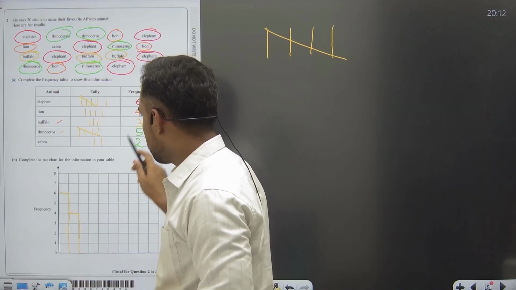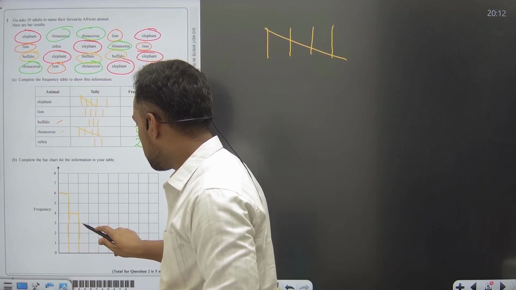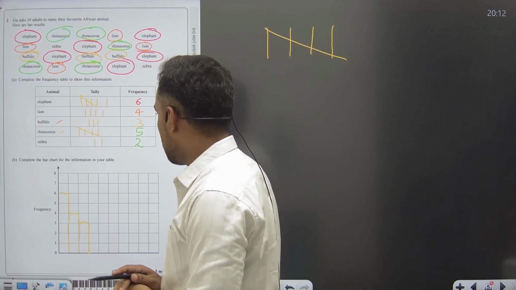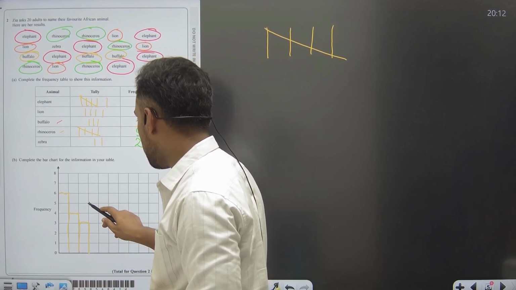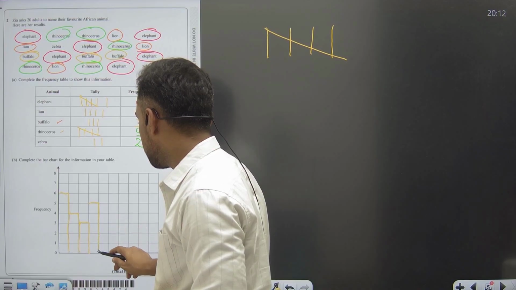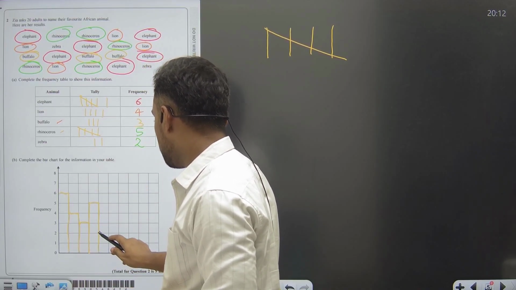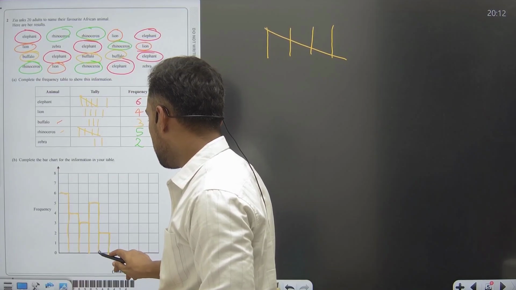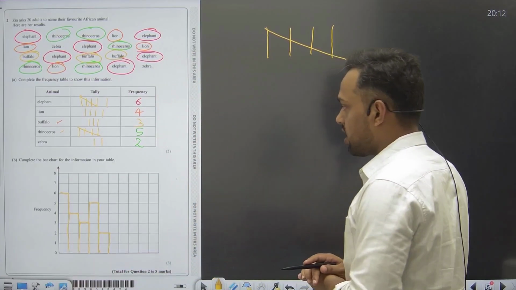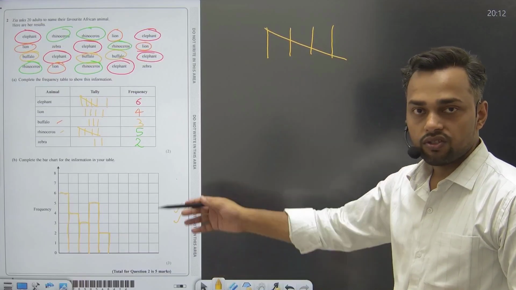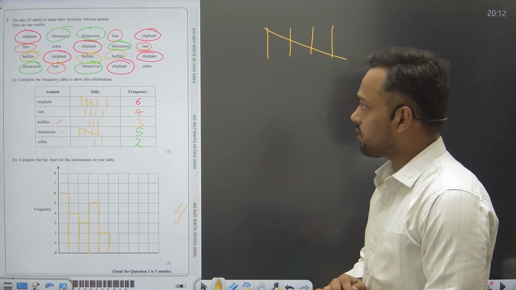Next is 3. So 3 here is this way, so you will be marking it like this. Rhinoceros is 5, so it will be 5 here. For zebra it is 2, so it will be here. So we have made the bar chart for this information on this table. Okay, student, so this is our solution for question number 2.